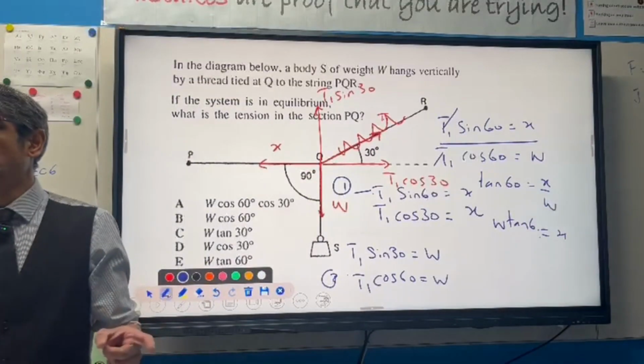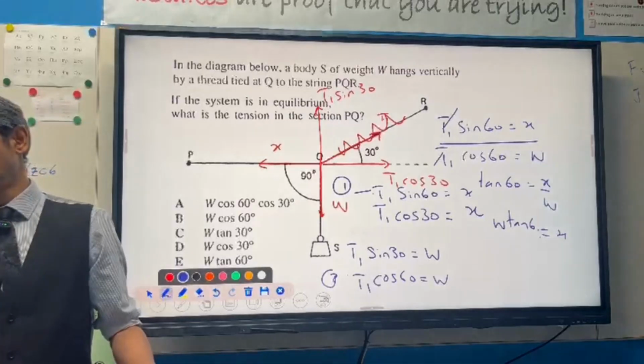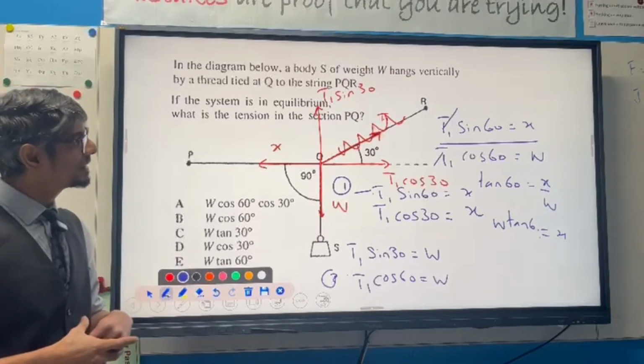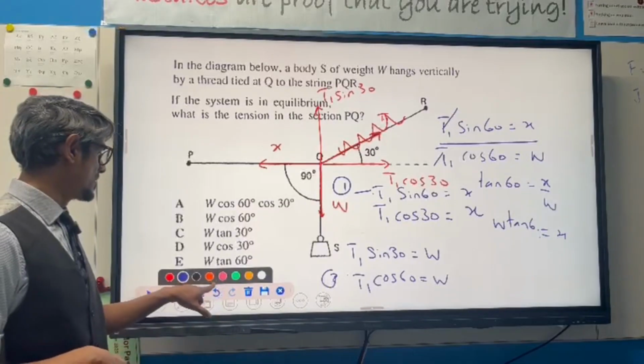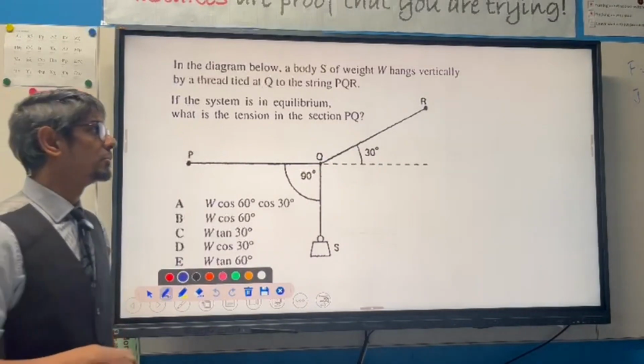Whichever method works. There's the resolving, and there's the closed polygon. Actually, I think there'll be another method: Lami's theorem. Does anyone know about Lami's theorem? Yeah, sine rule. So sine rule.